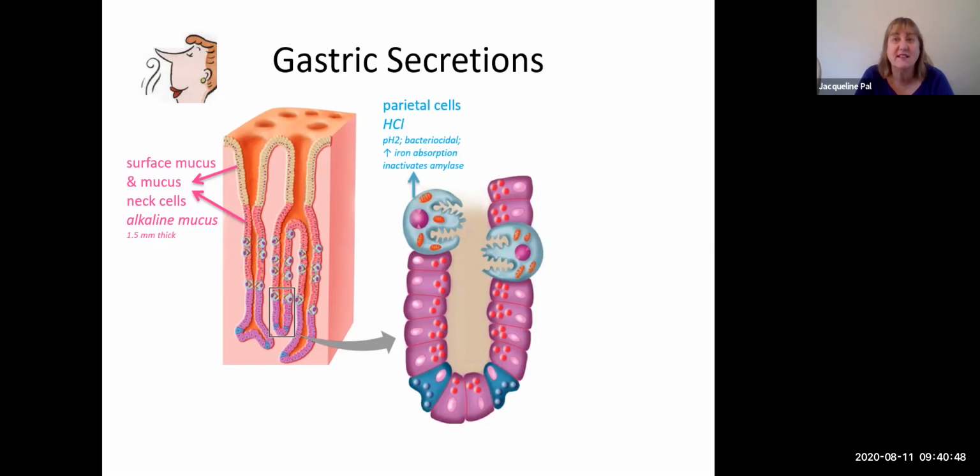And parietal cells, their biggest job is to secrete hydrochloric acid. What this does is it makes the pH 2. Okay, remember pHs run from 1 to 14. So this is super acidic. So if we didn't have all the alkaline mucus, this pH would basically burn its way through these cells and you would end up with gastric ulcers. So it is good that we have all that mucus.